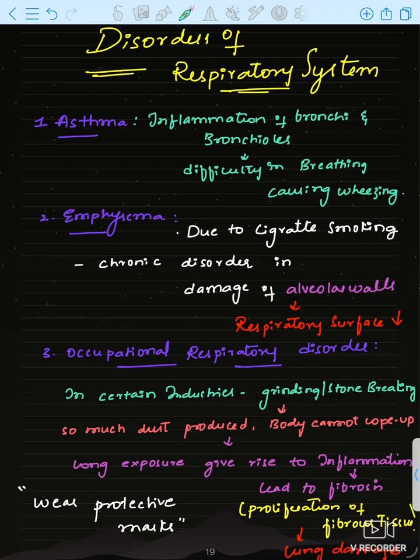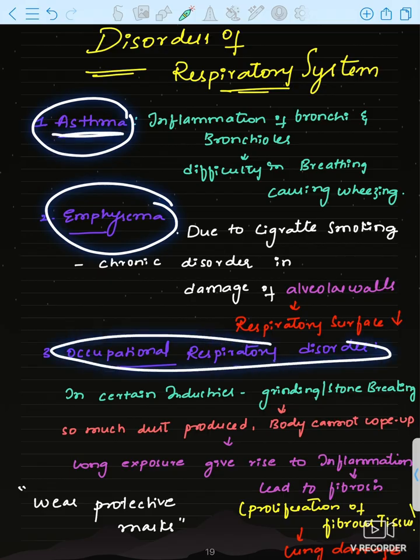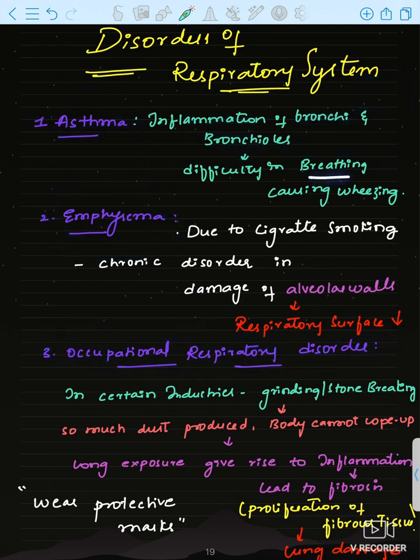part of the chapter, that is disorders of the respiratory system. There are three disorders discussed in the NCERT: asthma, emphysema and occupational respiratory disorder. What is asthma? Inflammation of the bronchi. I told you about primary, secondary, tertiary bronchi, initial bronchioles, terminal bronchioles. If there is inflammation in those bronchi and bronchioles, breathing becomes difficult and causes wheezing. That is called asthma.